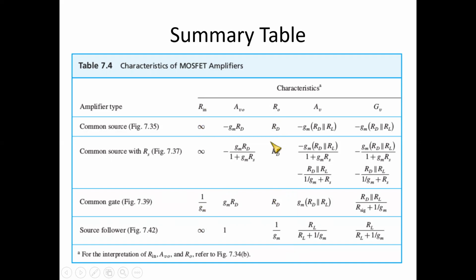We would like to have infinite input impedance, and we would like to have as low output impedance as possible. And here we have 1 by GM, very low output impedance. Here we have RD in all these three cases. So as far as output impedance is concerned, the source follower acts very well, converting a high input impedance into a low output impedance. The common source amplifier has a very good amplification compared to the others. So you have here minus GMRD, and the common source amplifier with RS is this, and that provides the reduction of the AV naught, AV, and GV by the same factor 1 plus GMRS, and that is provided by the negative feedback due to RS.